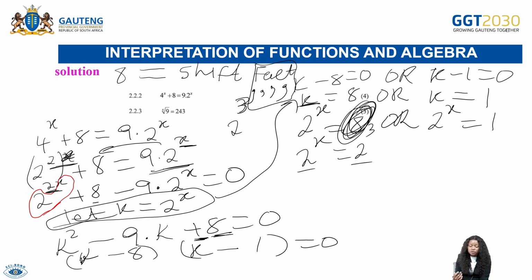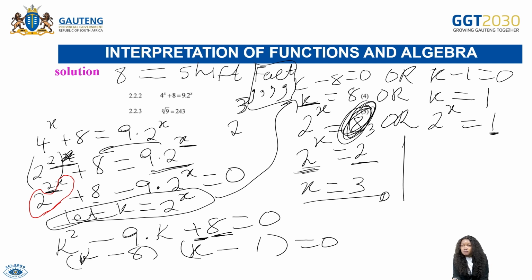Because according to the laws of exponents, when the bases are the same like this, you've got a 2 and a 2, then you're allowed to say x is equal to 3. You are allowed to equate the exponents. On this side you've got a 1.